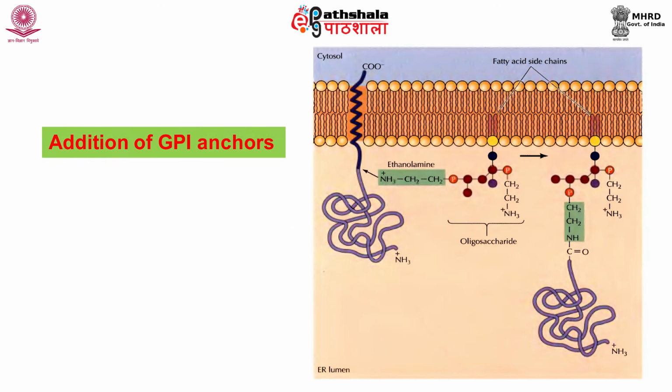Some proteins are attached to the plasma membrane by glycolipids. They are called glycosyl phosphatidyl inositol anchors or GPI anchors. They are produced in the ER membrane. You can see the process of formation in the figure.